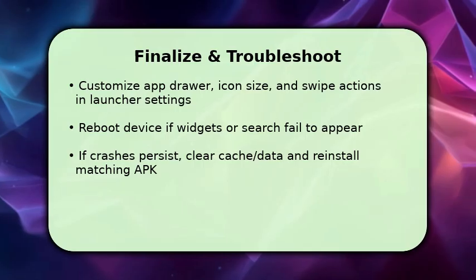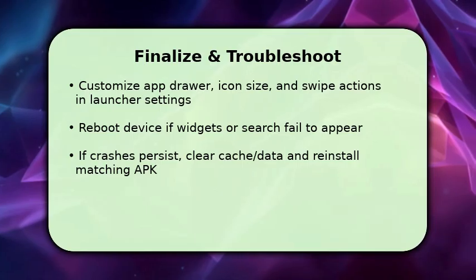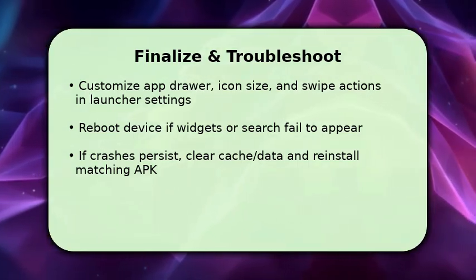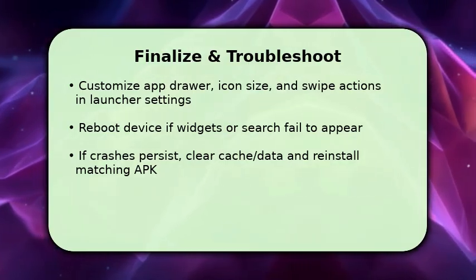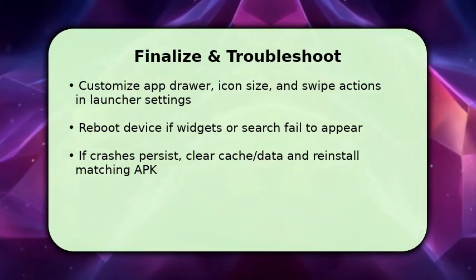Many issues resolve after a restart. If the launcher crashes or shows errors, clear its cache and app data, then reinstall the exact APK matching your Android build. And if permissions block features, recheck app permissions. Doing this usually recovers search, widgets, and instant app shortcuts without further steps.